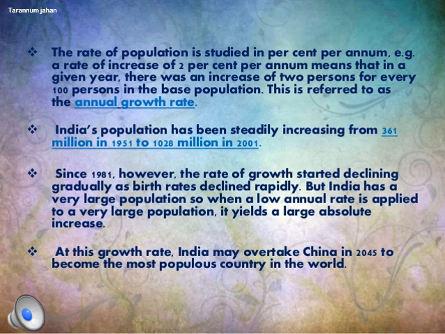Since 1981, however, the birth rate declined rapidly. There was a situation in 1981 where the birth rates declined, and that was for some political reason. But India has a large population, so even when a low annual rate is applied, it is still an absolutely large population. Even if we calculate our annual population growth and compare it to the world, we still have a large absolute number. At this growth, India will soon overtake China in 2045 to become the most populated country in the world.